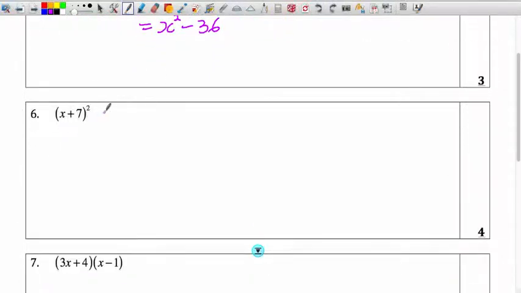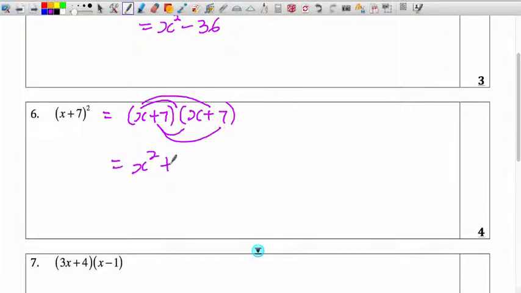Key step when you square a binomial is to realize that it is in fact a distribution problem. So you write it out as x plus 7 times x plus 7, and then we'll use our rainbow once again. So x squared plus 7x, a little bit too fast, x squared plus 7x plus 7x plus 49, and like terms in the middle, x squared plus 14x plus 49.